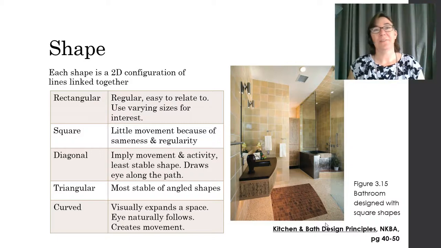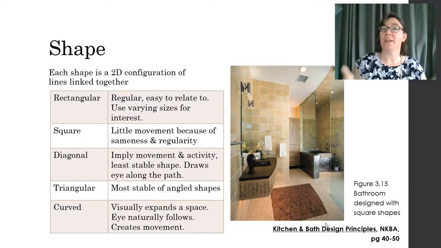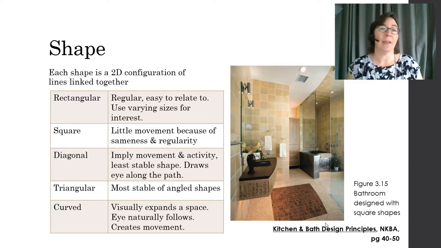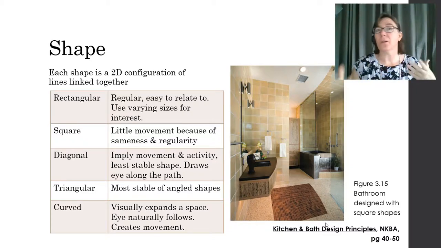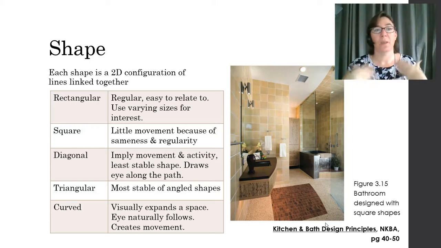Moving on to the element of design of shape. Shape is defined as a 2D configuration of any lines linked together. And it comes in square, rectangle, diagonal, triangle, curves, many different kinds. So here in your slide is a picture of a bathroom design with some square shapes. Square shapes tend to be very stable. There's not much movement. It's got a lot of sameness and regularity.